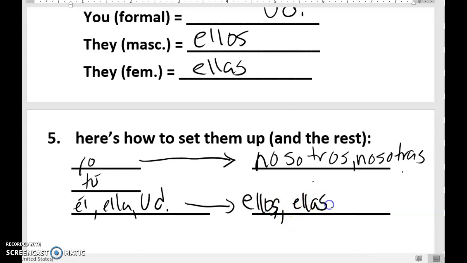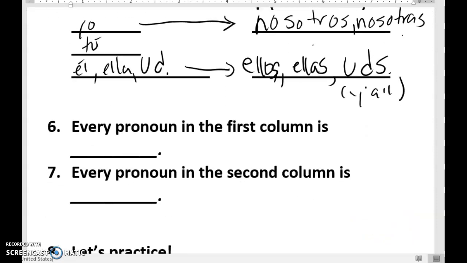How to make something plural? Add an S. The plural of usted is ustedes. So we're going to call that the y'all. Because we don't really have a you plural in English. And we've seen that. Every pronoun in this first column has something in common. They're all singular. Everything in the second column then, plural.